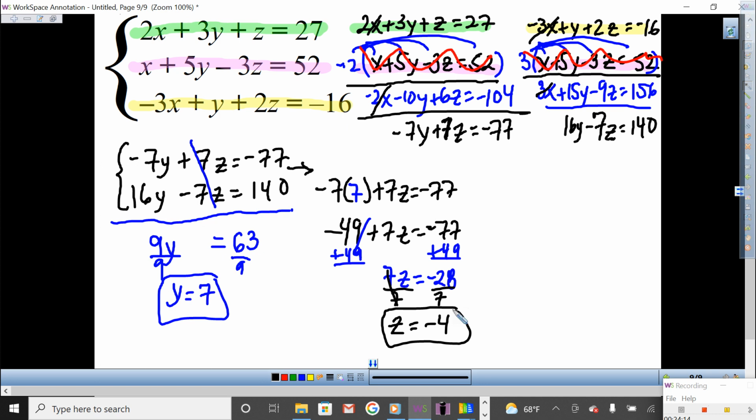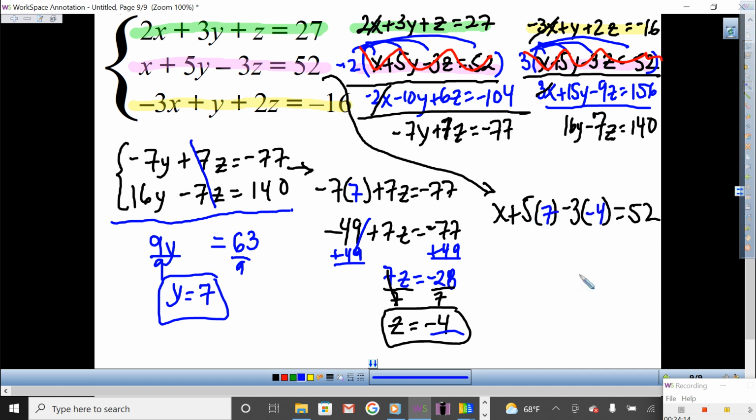So now we have a y value, a z value, which is the only one that we're missing. X. So, which shall we use? The green, the pink, or the yellow? The pink? All right, somebody said the pink, so I'm going to bring the pink one over here. I'm going to leave x by itself plus 5 parentheses for y, negative 3 parentheses for z equals 52. So for y we substitute 7, and for z we substitute negative 4. X plus 35 plus 12 equals 52.